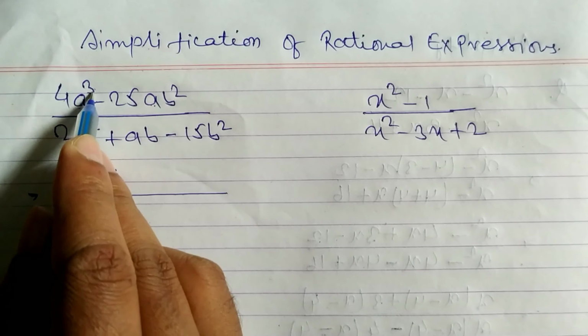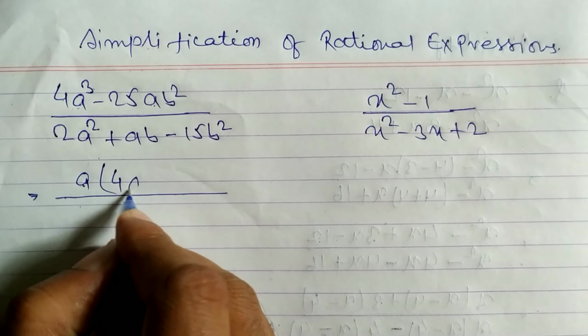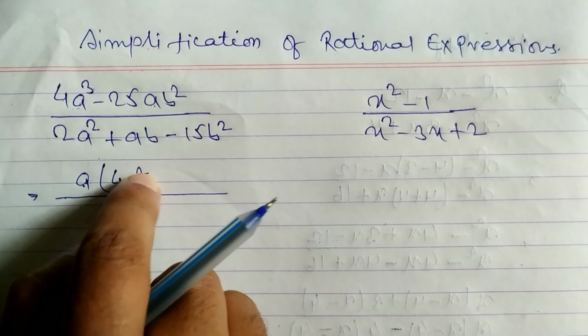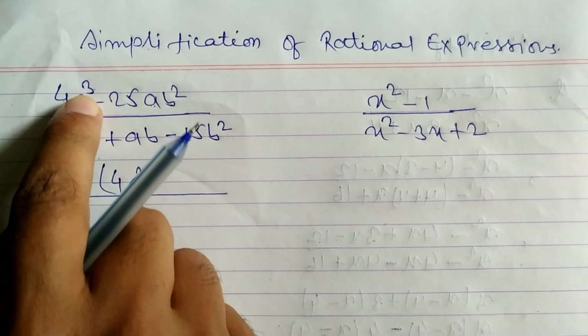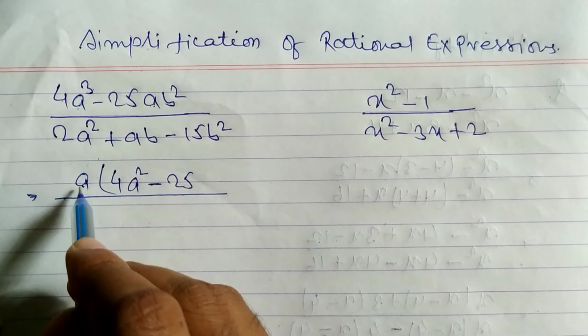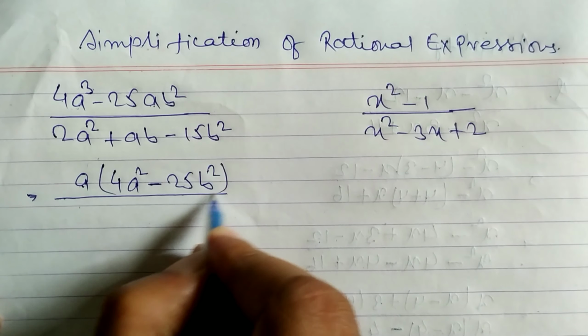3 from a power 3, a is common, so remaining a square, because the base is the same and in multiplication we have to add the powers: 2, and here is nothing, then 1. 2 plus 1 will be 3. Minus, so we have to write here 25, a already common, remaining b square, so we write b square.